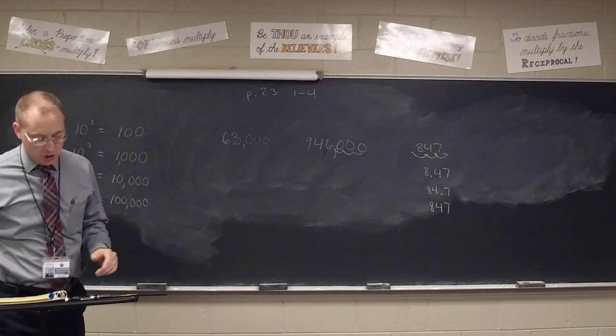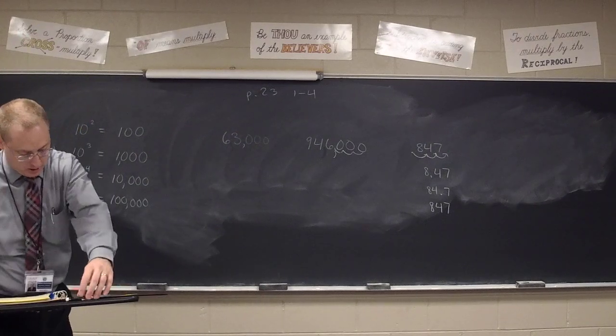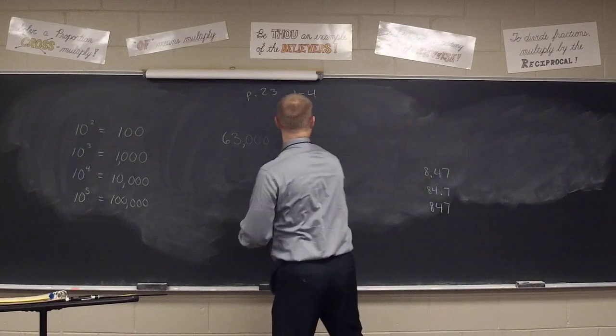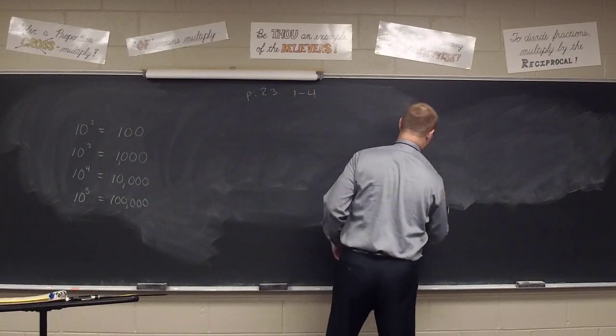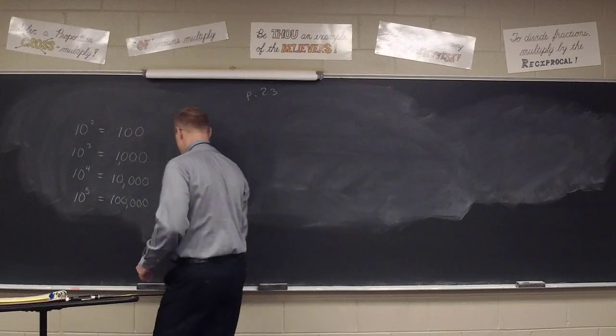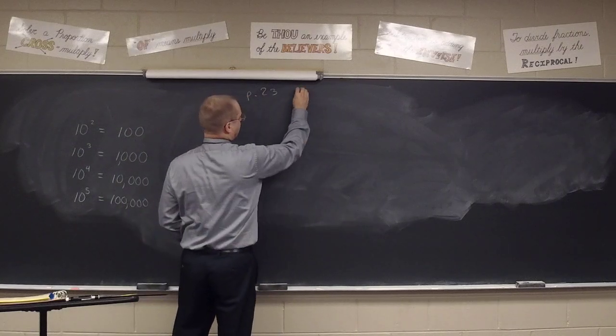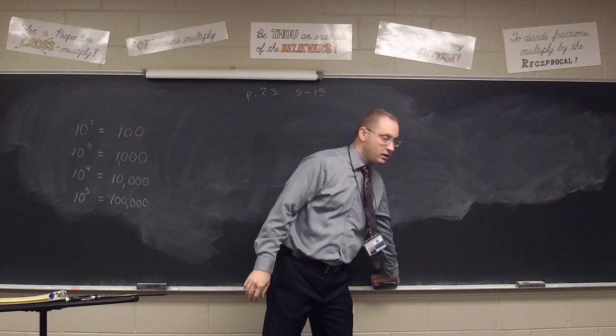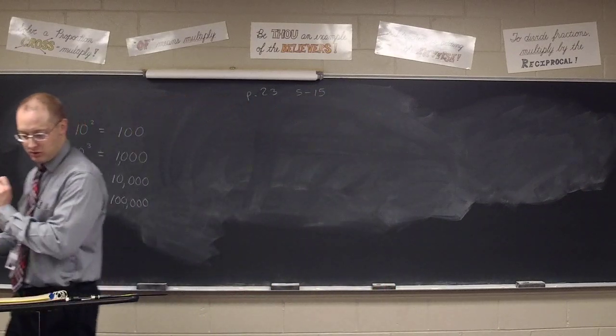All right, I want you now to do numbers 5 through 15. Go ahead and do 5 through 15 now. And you just focus on moving the decimal to the right, depending on how many zeros or whatever the power is, because that tells you how many zeros. 5 through 15 now.